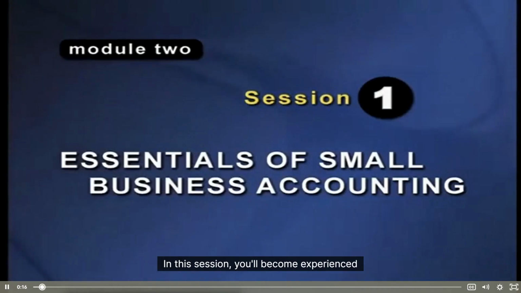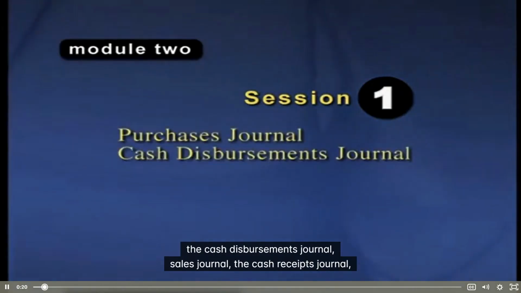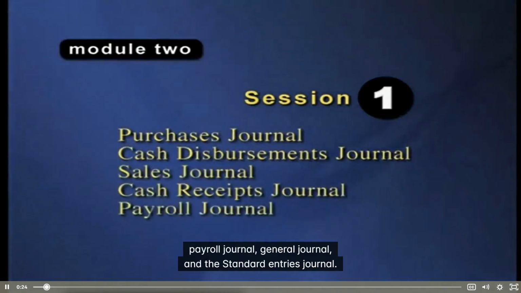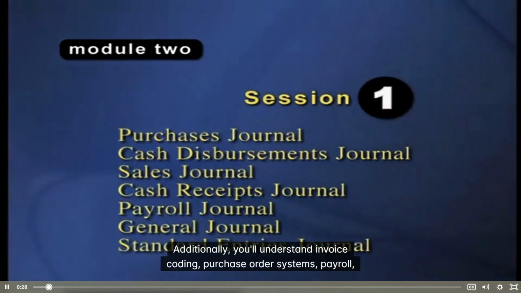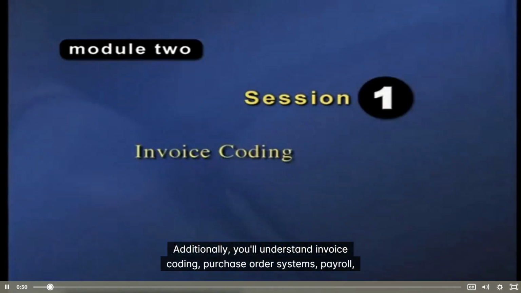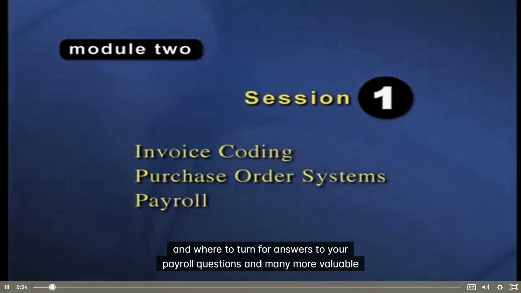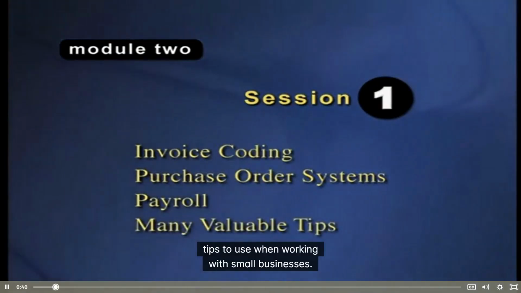In this session, you'll become experienced in the common types of journals, including the Purchases Journal, the Cash Disbursements Journal, Sales Journal, the Cash Receipts Journal, Payroll Journal, General Journal, and the Standard Entries Journal. Additionally, you'll understand invoice coding, purchase order systems, payroll, and where to turn for answers to your payroll questions, and many more valuable tips to use when working with small businesses.